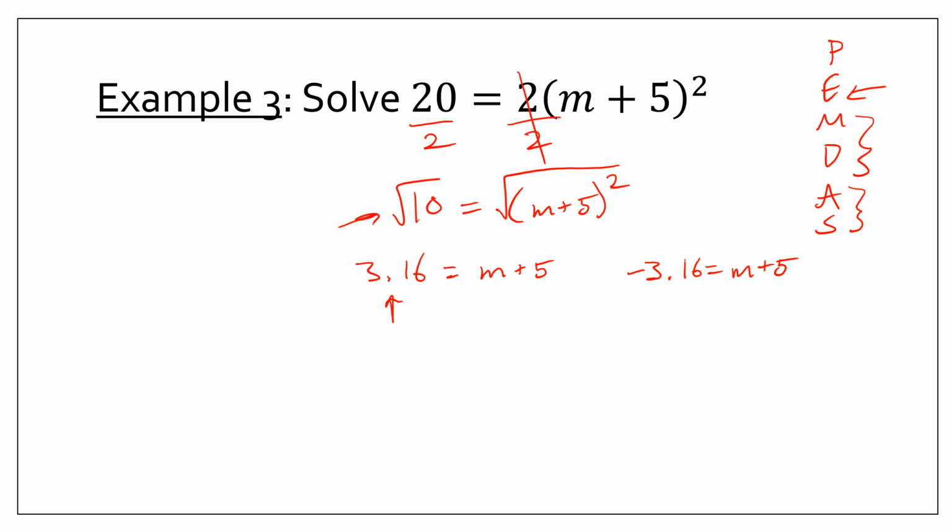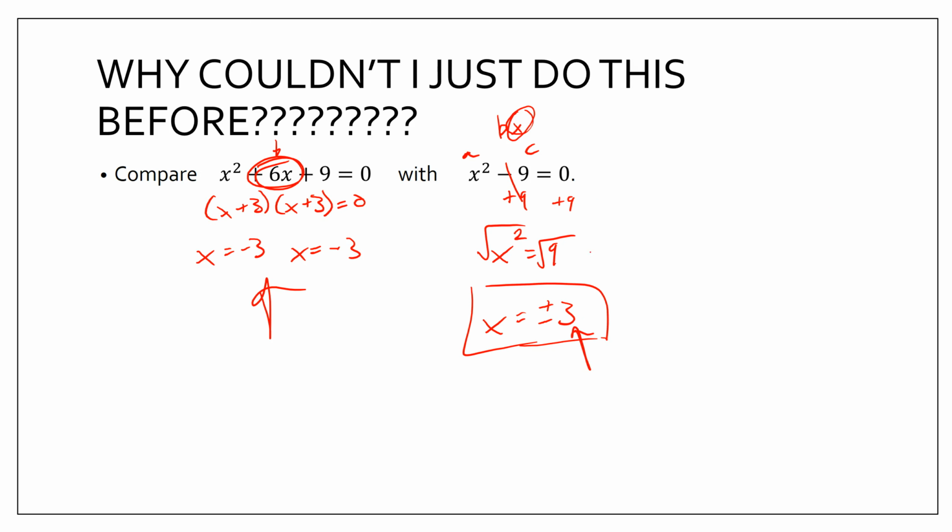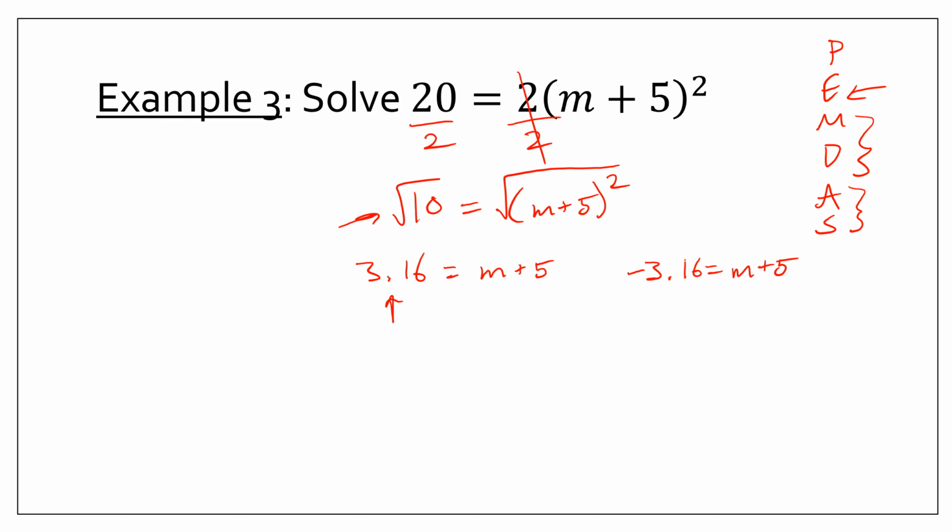Because as soon as I take a square root, just like I did with this problem, right after I take the square root, I need to write plus or minus, because when I square a negative, it becomes positive, so the square root can be plus or minus.